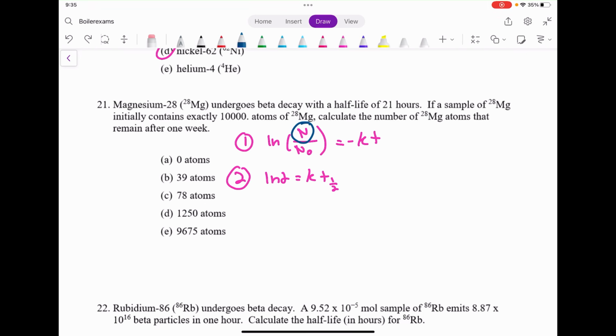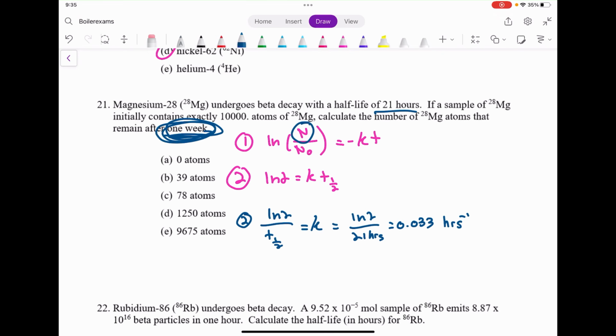Let's solve 2 first. When we solve 2, we're going to get the natural log of 2 over the half-life equals k, and the half-life is 21 hours. Natural log of 2 divided by 21 is 0.033, and this half-life was in hours. So this is reciprocal hours. Let's keep track of that, because they're going to try to pull a fast one here.